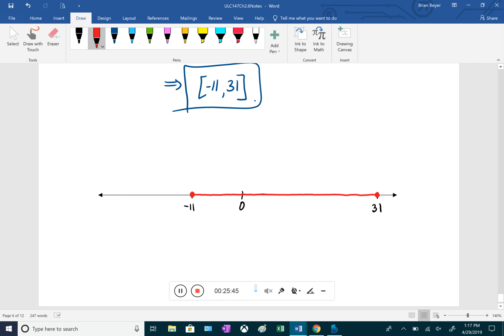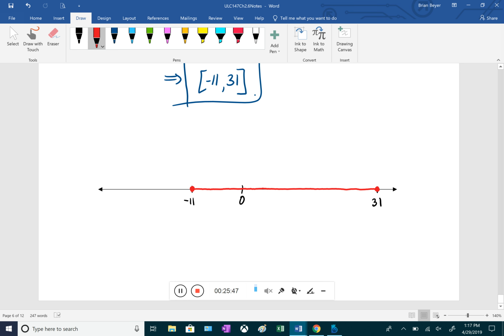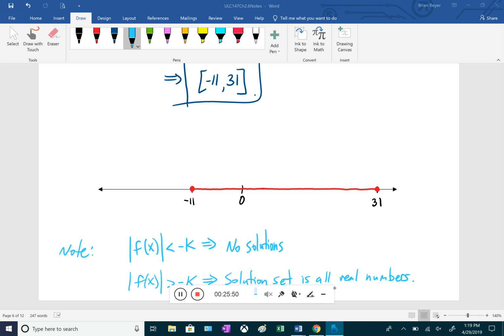Just making a little note. If we isolate the absolute value and get that the absolute value of something is less than a negative number, that means there are no solutions. By definition, the absolute value is always positive or 0, so it's never going to be less than a negative, so that would be no solutions.